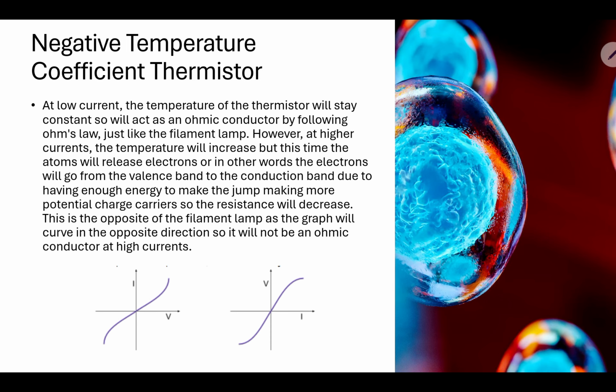A negative temperature coefficient thermistor. At low current, the temperature of the thermistor will stay constant, so it will act as an ohmic conductor by following Ohm's law, just like the filament lamp.